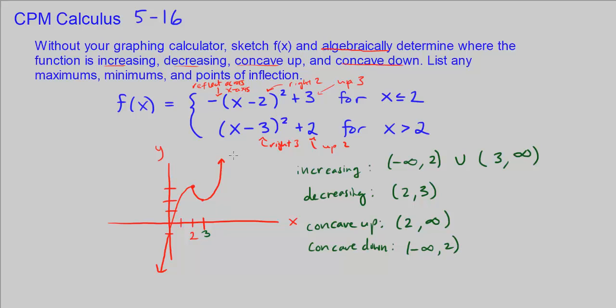Alright? So looking at the graph geometrically, it's easy to figure out these 4 regions: increasing, decreasing, concave up, and concave down. Also maximums, minimums, and points of inflection. Well, where do we have a maximum? We have a local maximum right here, right? Here's below it, here's below it. So we have a local max at 2, 3. This is not a region from 2 to 3. It's a point, 2, 3. We have a local minimum right here at 3, 2.